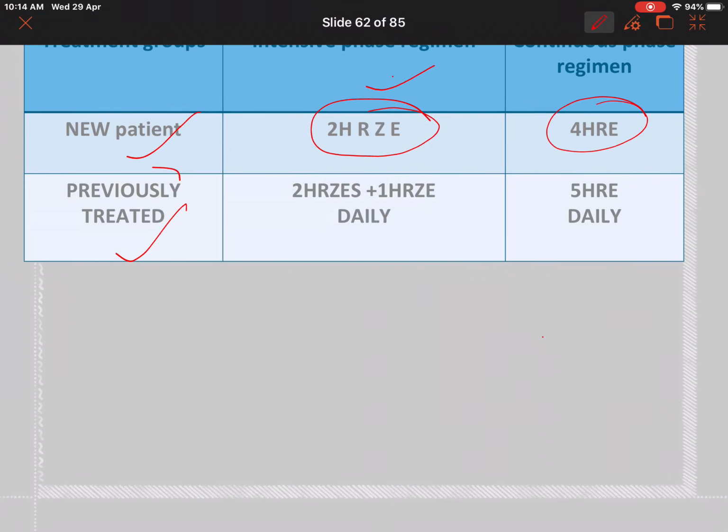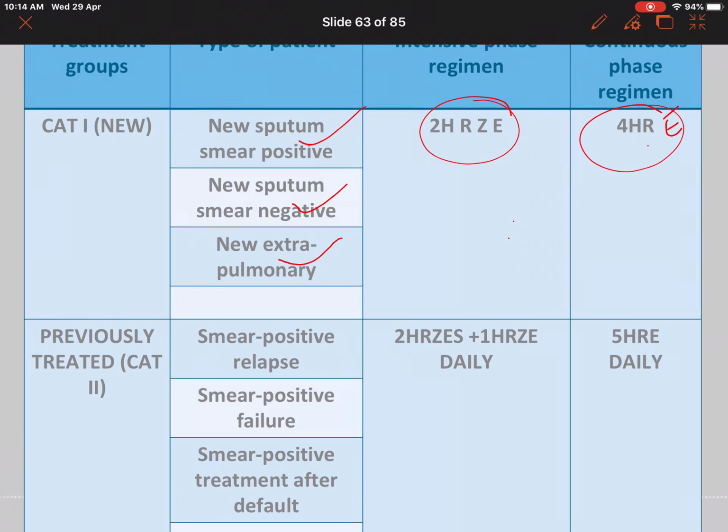A previously treated patient, that is, who is drug sensitive but is a smear positive relapse case, a failure case, or a smear positive after default, will all be given 2 HRZES. Here you can see it includes streptomycin. Streptomycin for 2 months along with 1 month of HRZE. That is, the intensive phase is of 3 months.